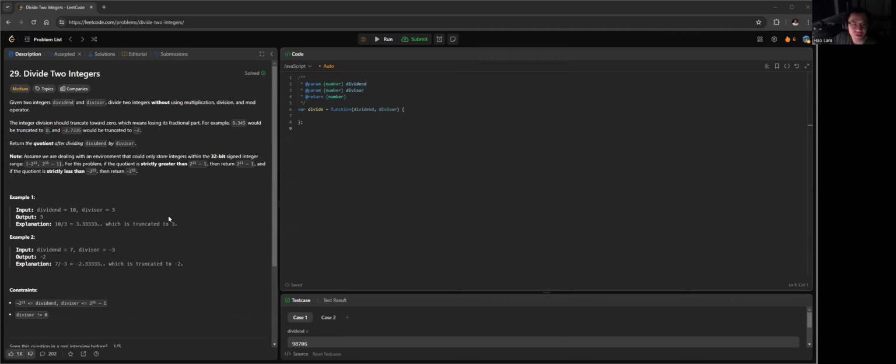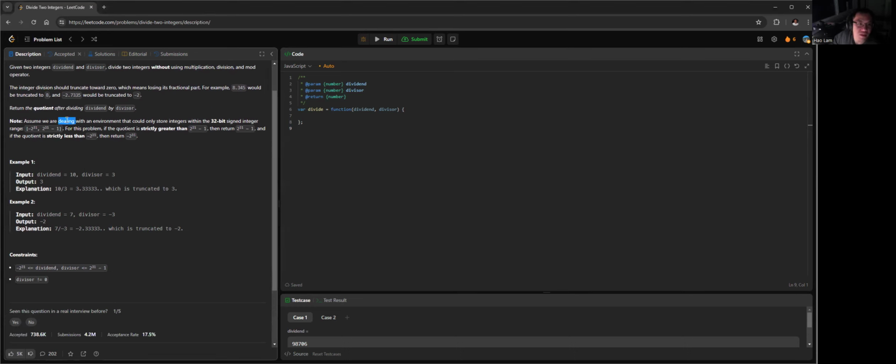So today we have Divide Two Integers. Given two integers, dividend and divisor, divide two integers without using multiplication, division, and mod operators. The integer division is truncated toward zero. So if we have 8 point something divided by 3, we would have 2 point something, and that would be truncated to 2, right?